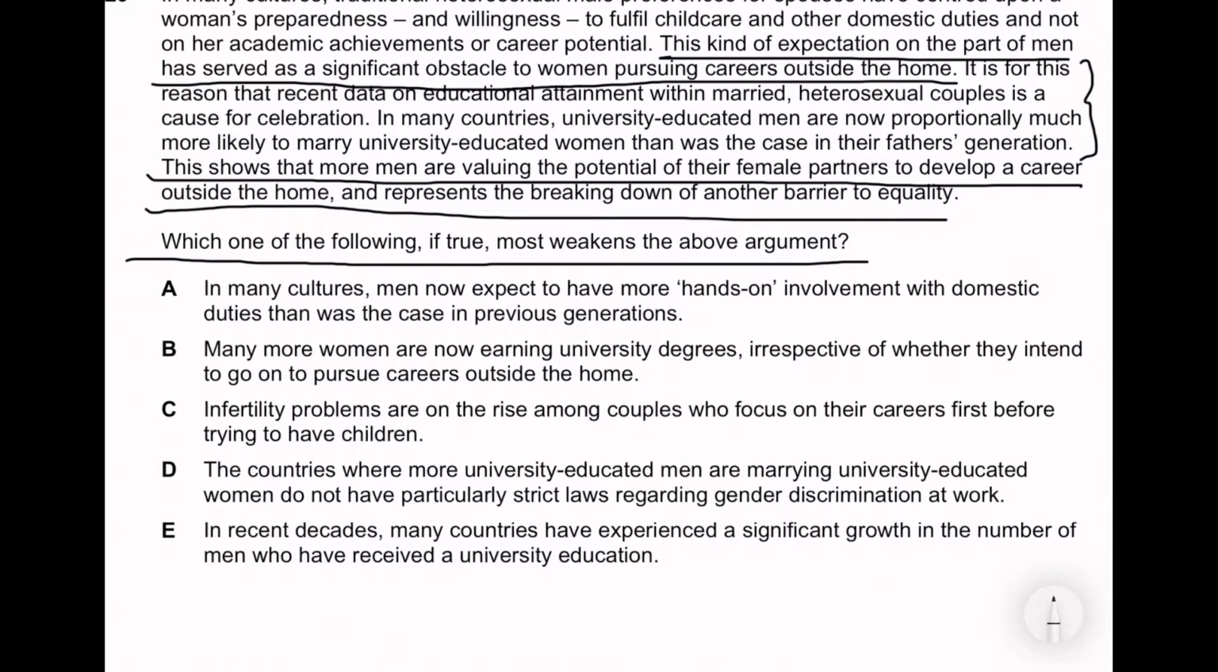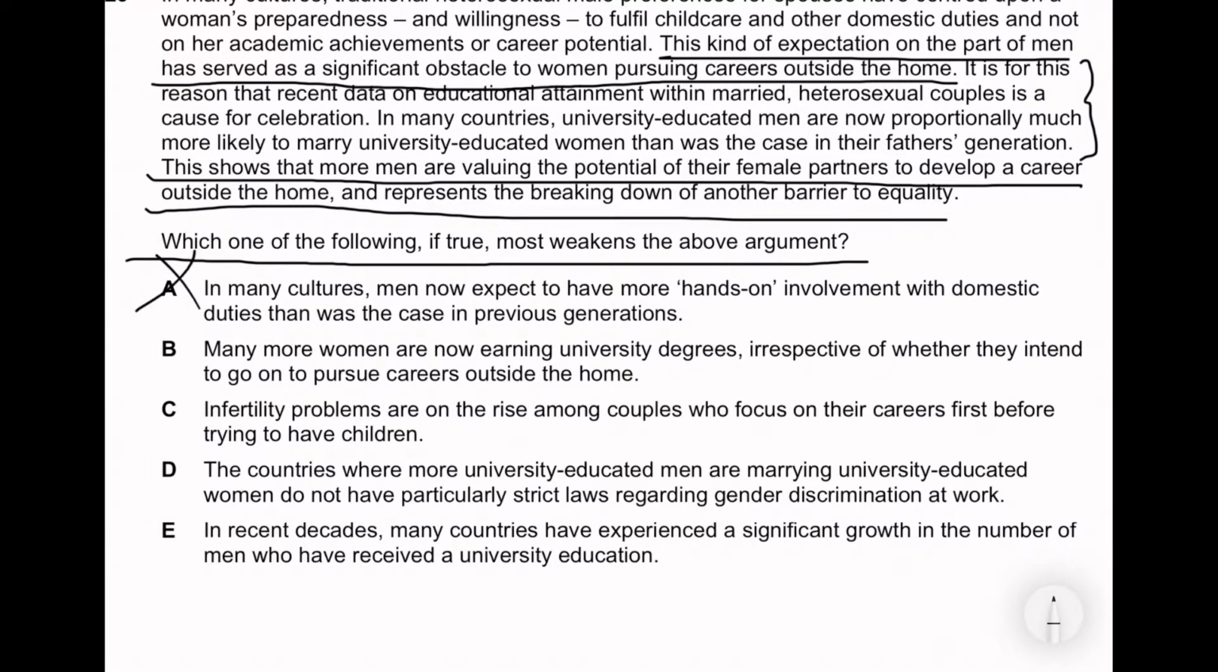So A, in many cultures, men now expect to have a more hands-on involvement with domestic duties than was the case in previous generations. That is supporting the original argument that we're breaking down the barriers to equality, right? If you're arguing that men now have more involvement in domestic duties and sort of taking over for what women used to do in the household, that's not weakening the argument, that's strengthening the argument, right? So that's not the answer.